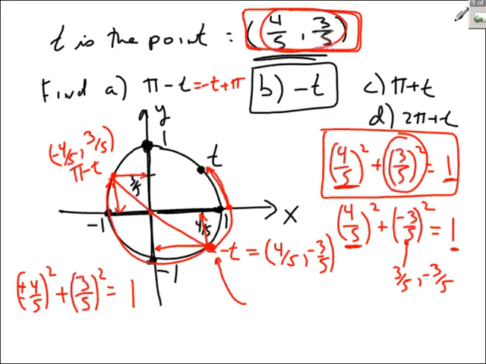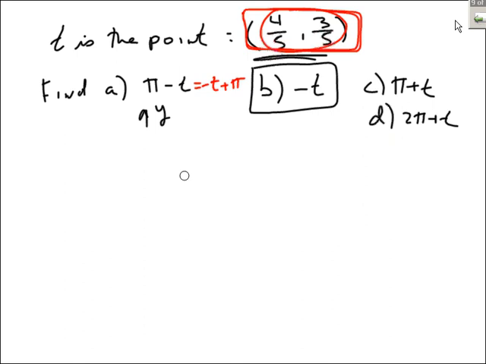Now, since I drew in this a lot, let me get a whole other diagram, and we'll do letter C. So we still have the same idea that 4 over 5 squared plus 3 over 5 squared is equal to 1. And now I'm going to do letter C.